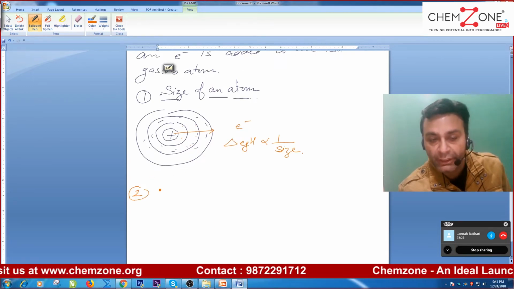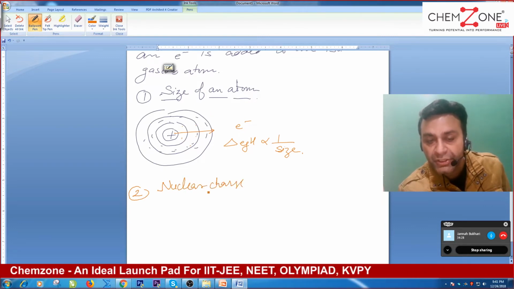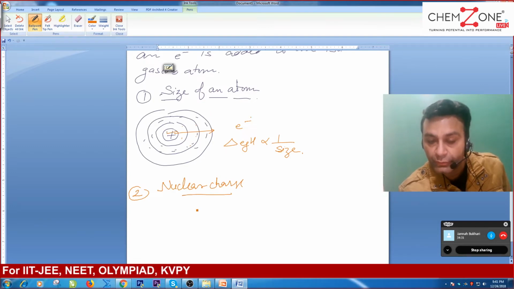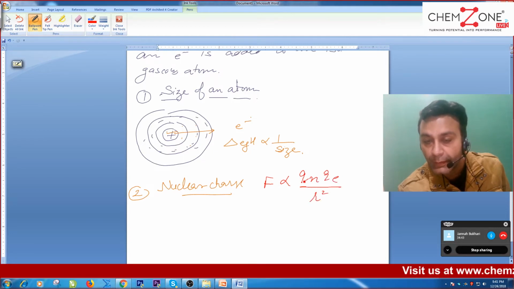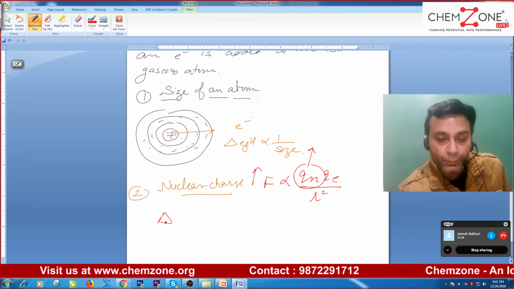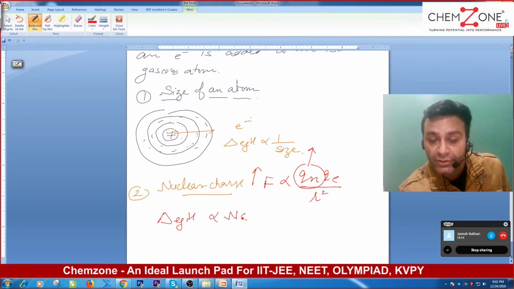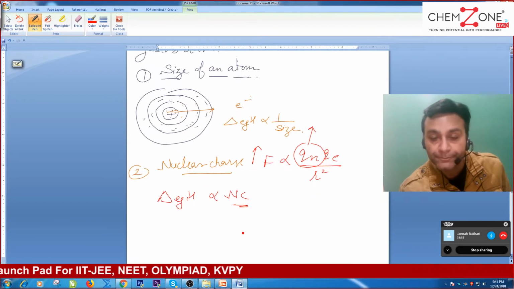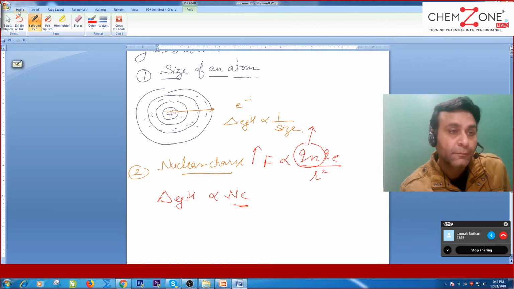Second factor is the nuclear charge. Basically, there is an attraction between this nuclear charge and the electron, right? And this is a Coulombic force that operates over here, and that Coulombic force is directly proportional to the charge on the nucleus and the charge of the electron upon r square. As this nuclear charge increases, the attraction will increase. More the attraction, more energy will be released. So I can say electron gain enthalpy is directly proportional to the nuclear charge. Getting me?